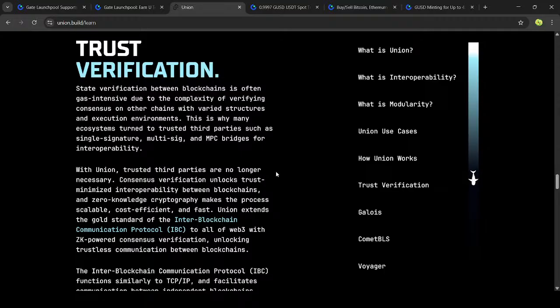So with Union, trust in third parties is no longer necessary. Zero-knowledge cryptography makes the verification trustless and minimizes the interoperability process between blockchains, making it cost efficient and fast, and extends the gold standard of inter-blockchain communication, the protocol IBC.